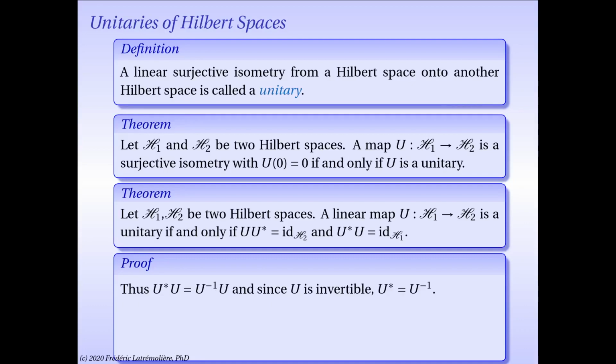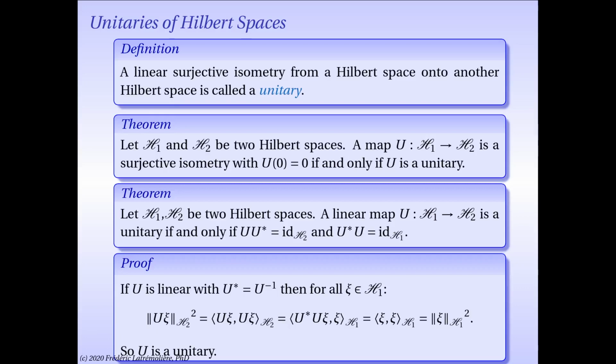Now, we have shown that u star u equals u inverse u, because of course u inverse u is the identity of the domain of u. And since u is invertible, we can multiply this equality by u inverse on the right, and we get that u star equals u inverse. Therefore, we can also conclude that u u star is u u inverse, and this is the identity on the codomain of u. And here, note that I assume u is invertible. That's why I don't need to calculate u star first to conclude that u is invertible. We already made that assumption.